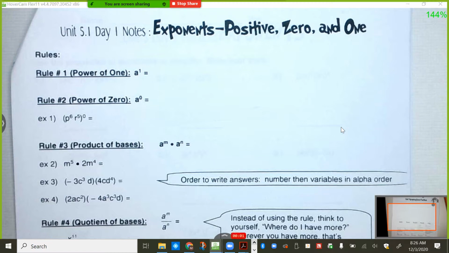Okay, so we're starting exponents, unit 5.1, day 1. Okay, so we're going to go over the rules. I want you to realize that nothing today is new. You have learned this stuff, okay?